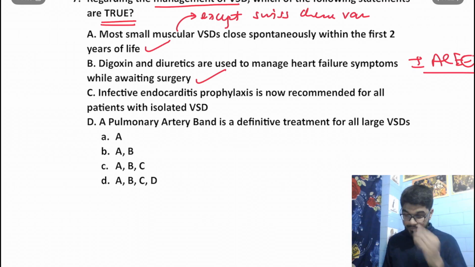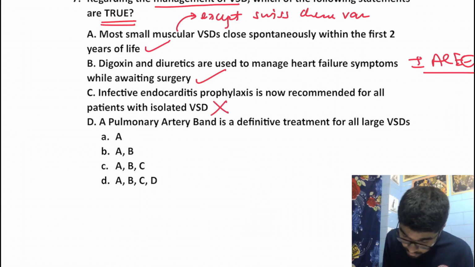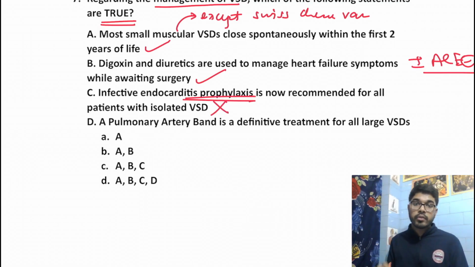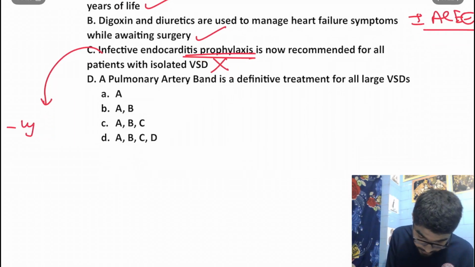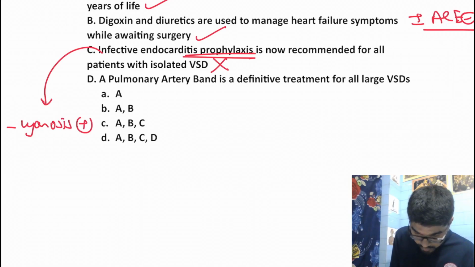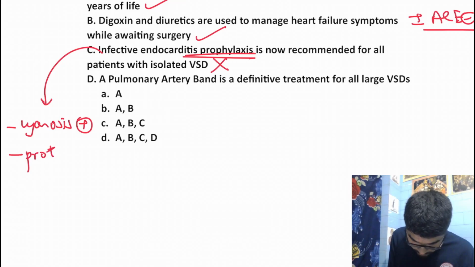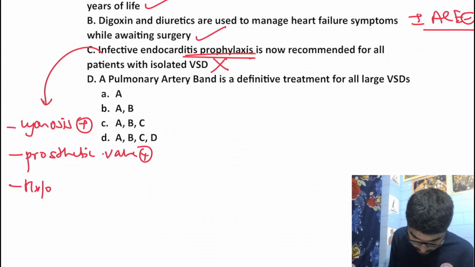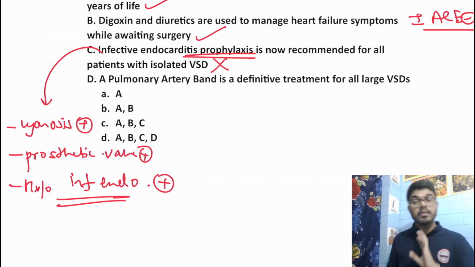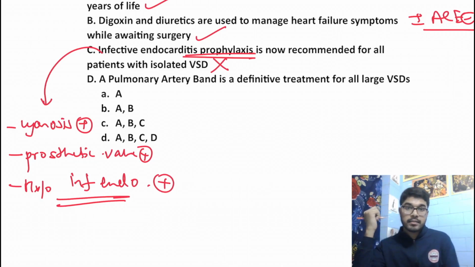Infective endocarditis prophylaxis is now recommended for all patients with isolated VSD. No, this is a false statement. This prophylaxis is not for all the patients. Remember that infective endocarditis prophylaxis would be used in 3 conditions. Once, if it is associated with cyanosis, that is if Eisenmenger syndrome is present; if a prosthetic valve is present; and if there is a history of previous infective endocarditis. These are the 3 conditions where we would go for prophylaxis, otherwise not.